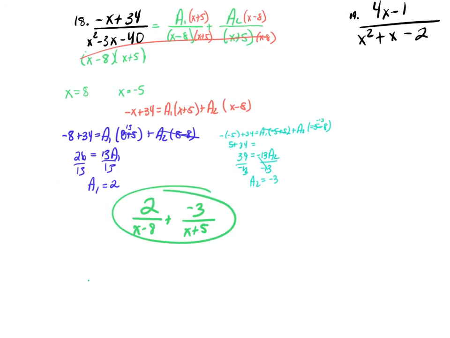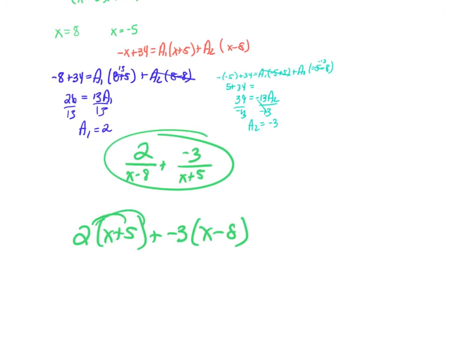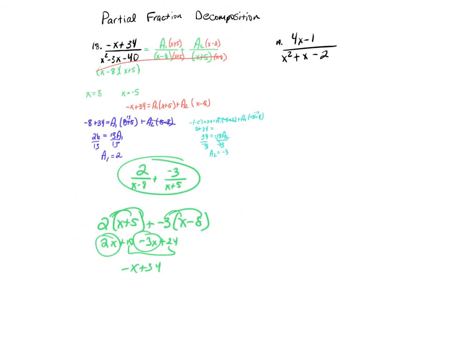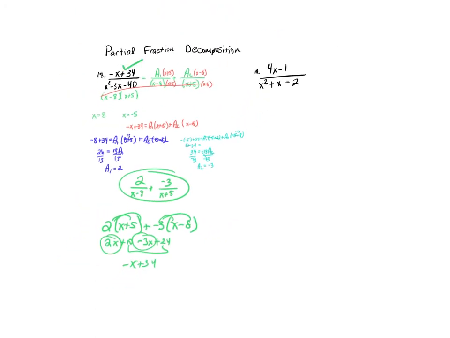If I wanted to check, I would just take my 2, multiply it by the x plus 5, the other denominator, plus negative 3 times the x minus 8, which is the other denominator. FOIL, so 2x plus 10, negative 3x plus 24. Combine like terms, 2x and negative 3x gives me negative x, 10 and 24 is 34, and that is what we started off with, negative x plus 34 in the numerator at the beginning.